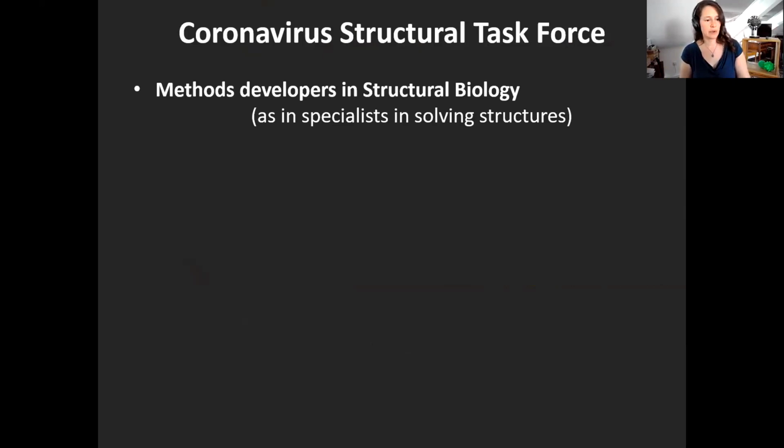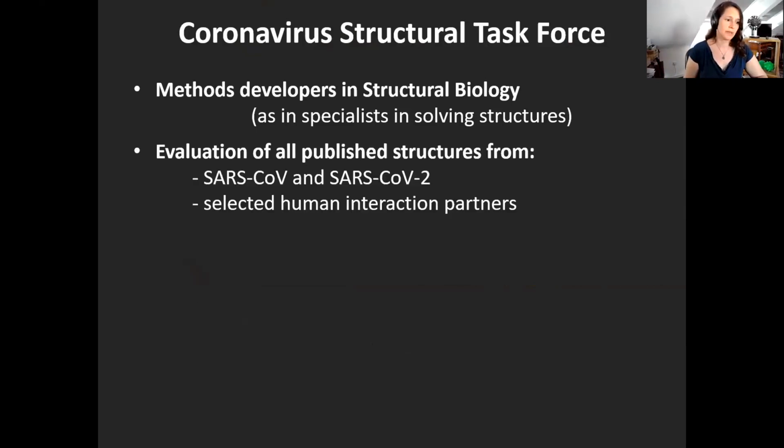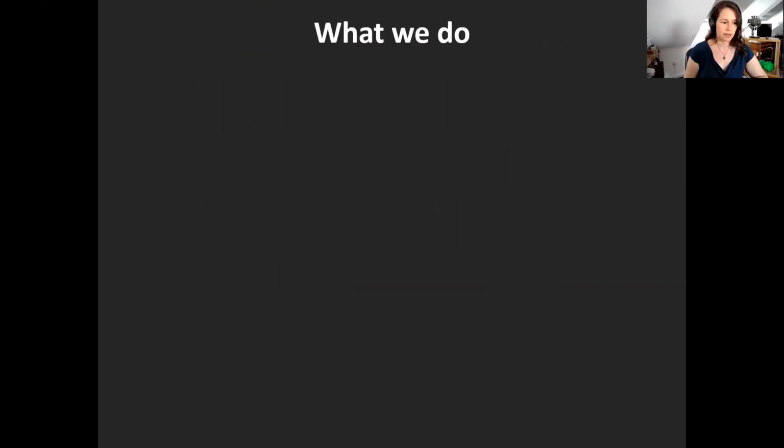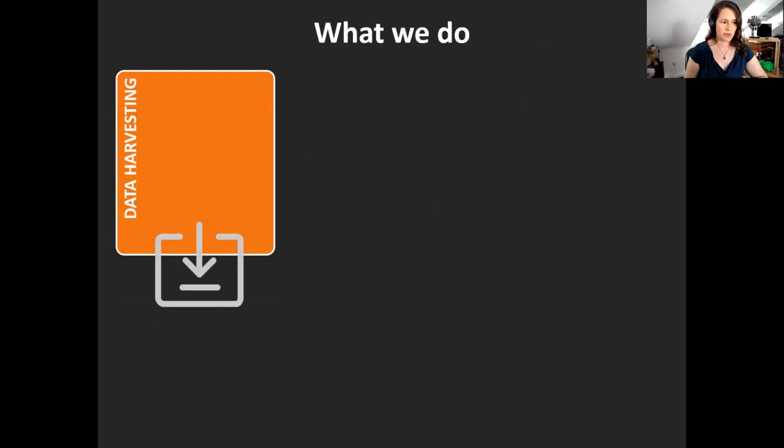And we were methods developers. Most of us were methods developers, as in specialists in solving structures and also writing the software you use. And we looked at all the published structures from the 2 viruses and human interaction partners, and we reprocessed and remodeled them, and then we do dissemination. I'm going to talk about this in a little bit more detail.